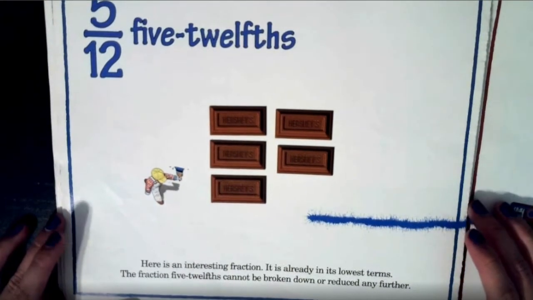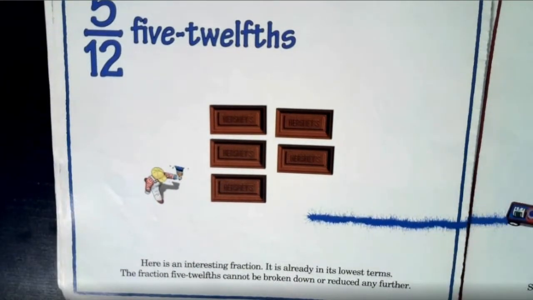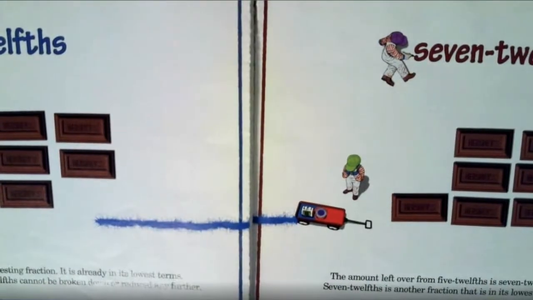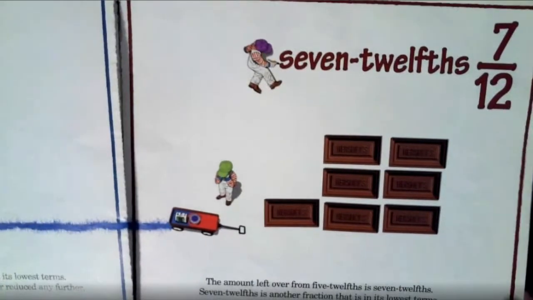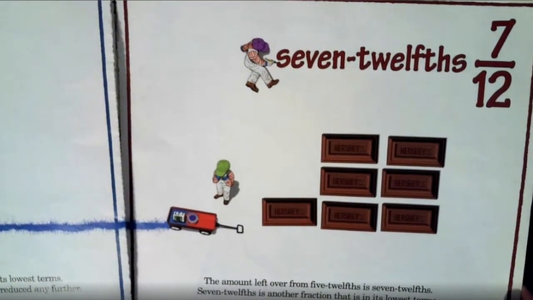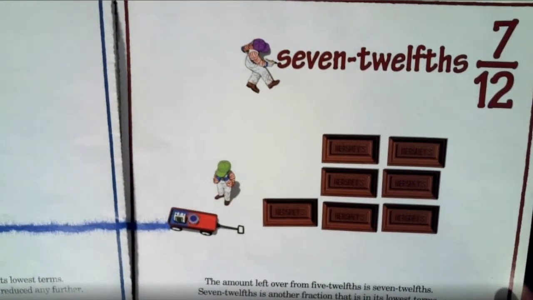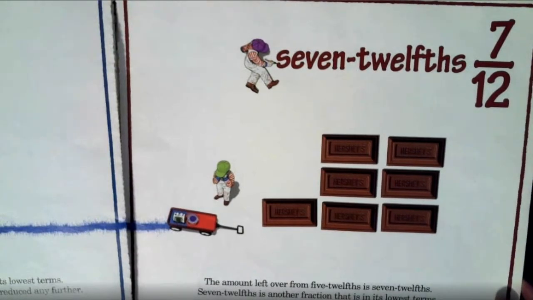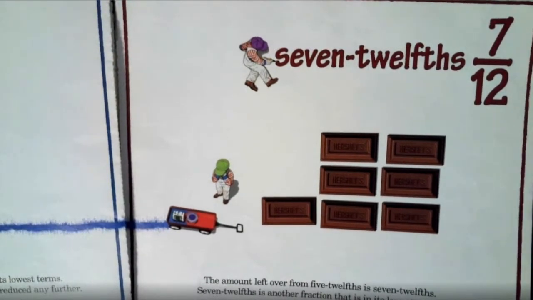5/12. Here is an interesting fraction. It is already in its lowest terms. The fraction 5/12 cannot be broken down or reduced any further. 7/12. The amount left over from 5/12 is 7/12. 7/12 is another fraction that is in its lowest terms.